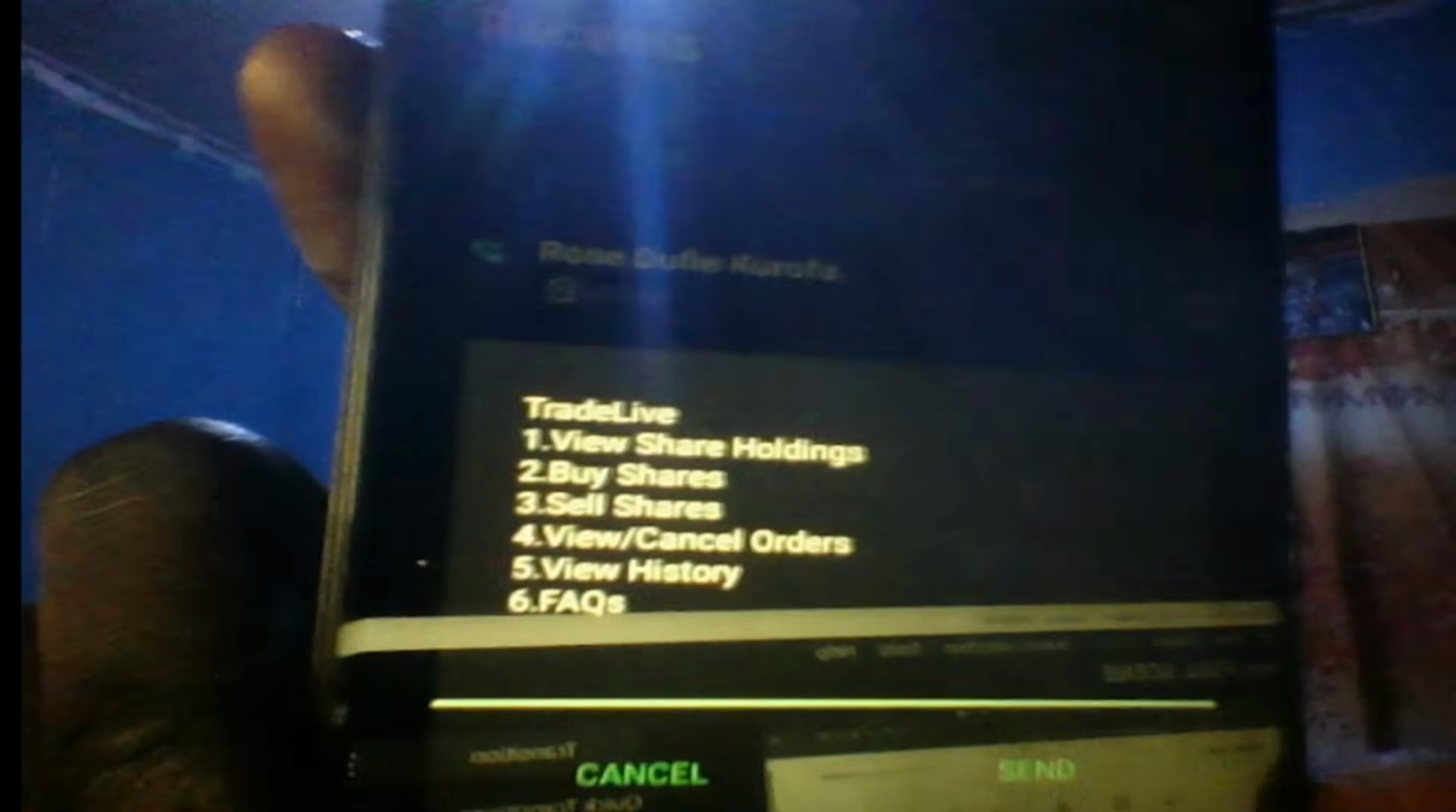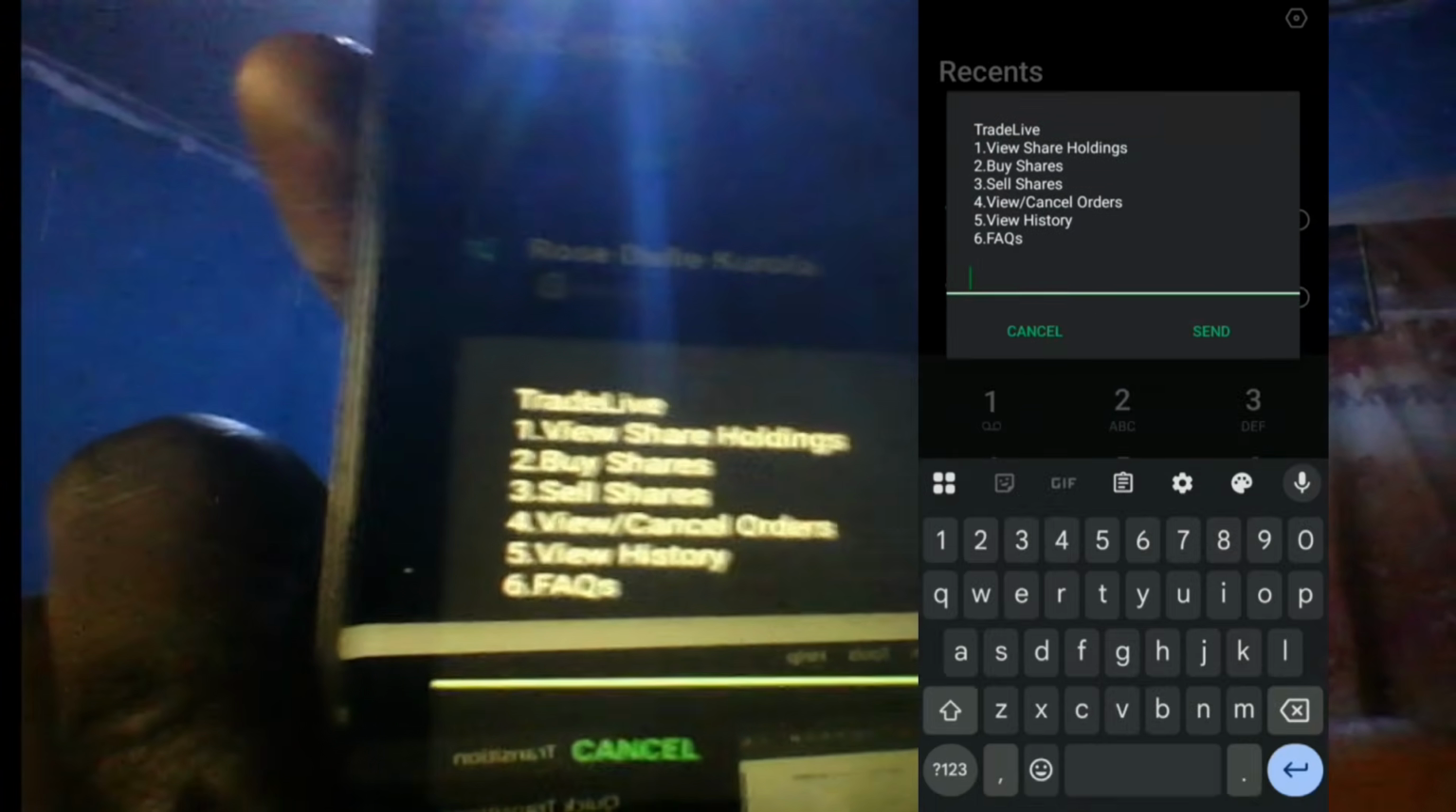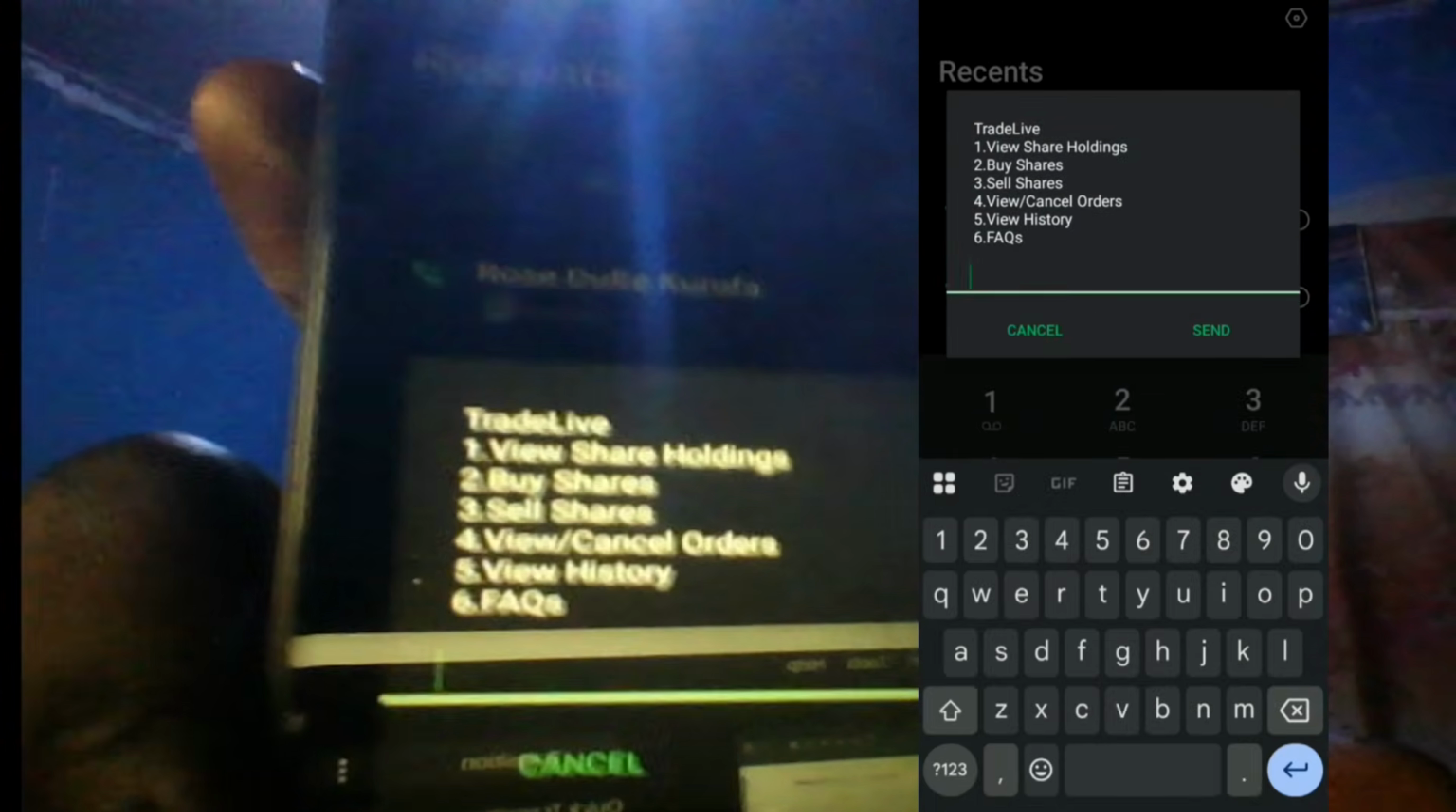Now let's go to the process. You dial star 170 hash. You click on it and choose number 5. Number 5 says what? You click on trade shares, number 6. Then you type in your code. So this is what you want to do: Trade Life, view shares holding, buy shares, sell shares.